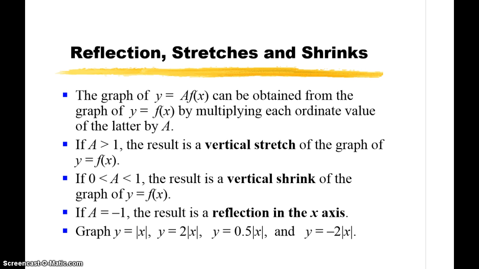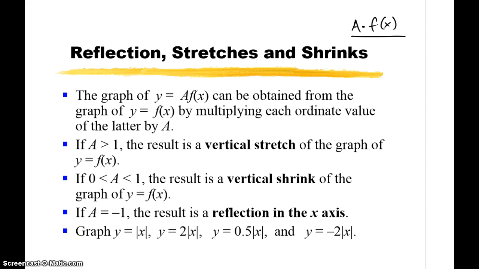Okay, let's talk about reflection, stretches, and shrinks. It says the graph of y equals a times f of x can be obtained from the graph of y equals f of x by multiplying each ordinate value of the latter by a. Right, so that's what a times f of x means here. Take the values of f of x, the outputs, those y values, multiply each one of them by that constant a, and that's how you get the new graph.